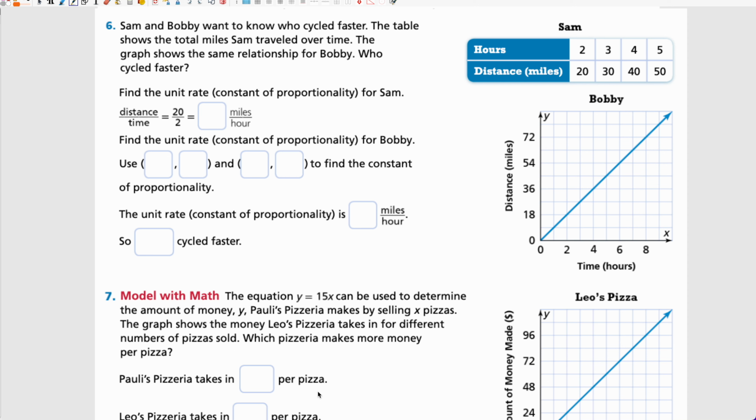Today we're just going to go through the assignment from yesterday's lesson, page 125, 126. This is all about constant of proportionality. What is the letter that we use for constant of proportionality? K. And so the K value is always what we're after here. We want to know what K equals.